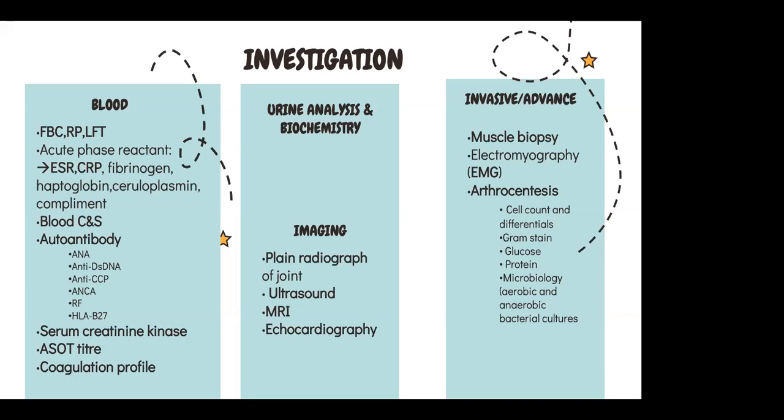Imaging, you can plan for plain radiograph, ultrasound, MRI, echocardiography to see. MRI is better since you can see the surrounding tissue. Invasive and advanced, you can consider doing the muscle biopsy, doing the EMG, or doing the arthrocentesis. Arthrocentesis, as you know, is the gold standard to diagnose septic arthritis, which is a red flag.